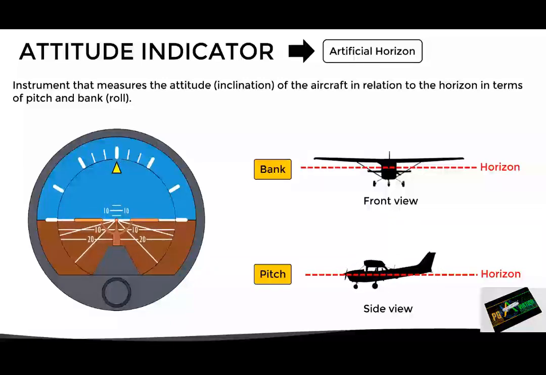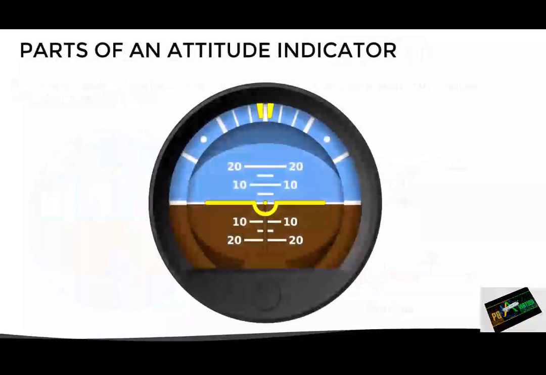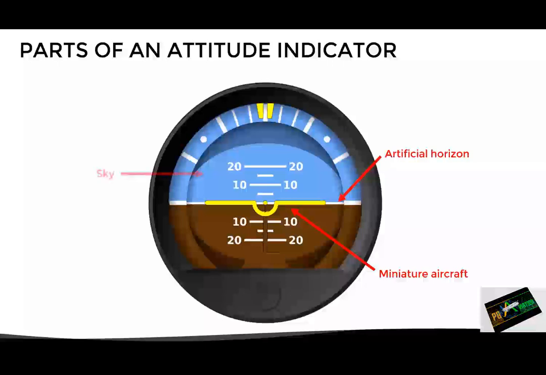Now, although the indication of the instrument is quite intuitive, let's look at the parts of the attitude indicator. First, we have the miniature aircraft in the middle, and as its name suggests, it will represent the wings and the nose of the aircraft. Then, we have the artificial horizon, represented by this white line, which separates the upper part, which represents the sky, from the lower part, which represents the ground.